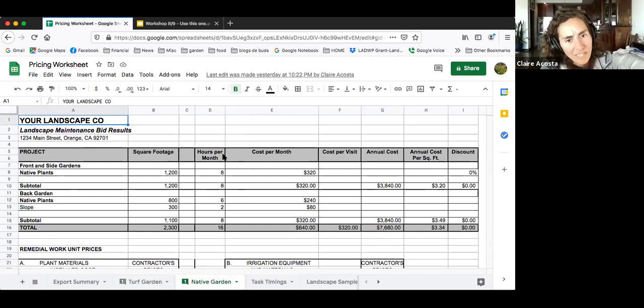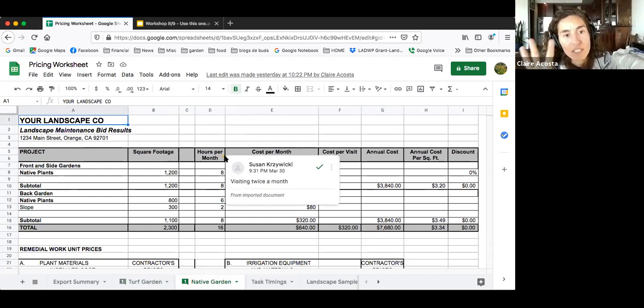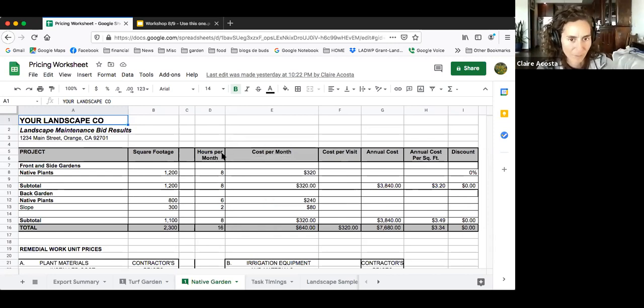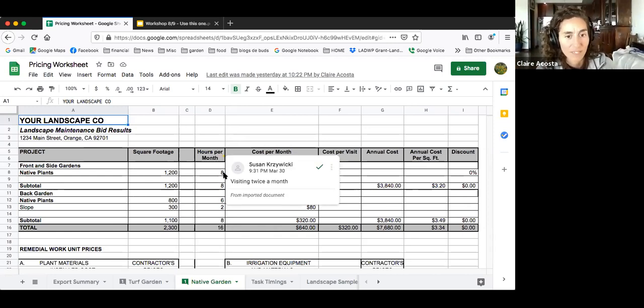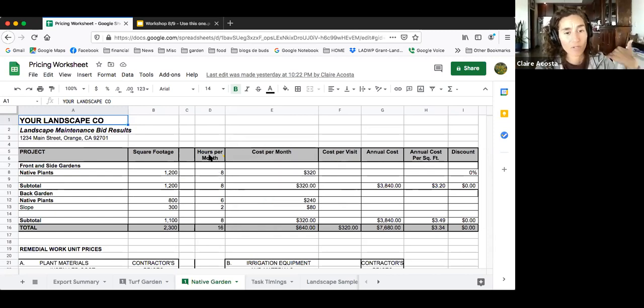And then here you can see visiting twice a month. So in this scenario, we're saying that you're visiting 2 times a month for this native plant garden. Maybe this is a new native plant garden and needs 2 visits a month. Maybe you're visiting less, but in general, you're going to be doing less frequent visits than you would for a turf garden. So to account for that, we first put this note that says visiting twice a month, and then the way that works out with the hours is, okay, we're saying it's 8 hours per month to maintain the native plant garden.